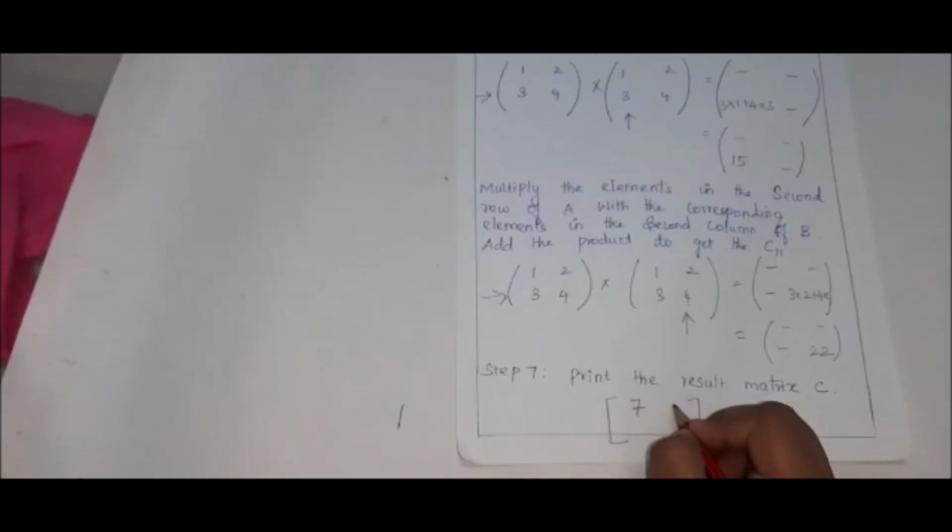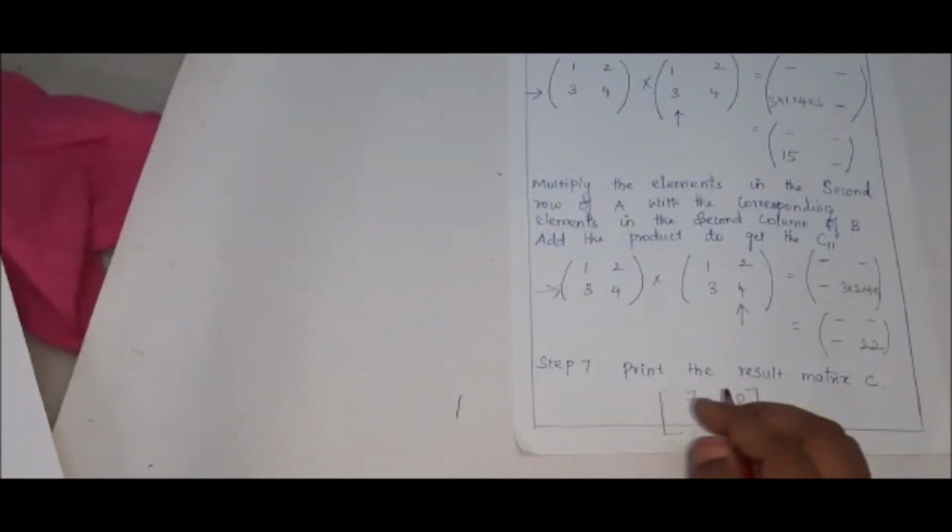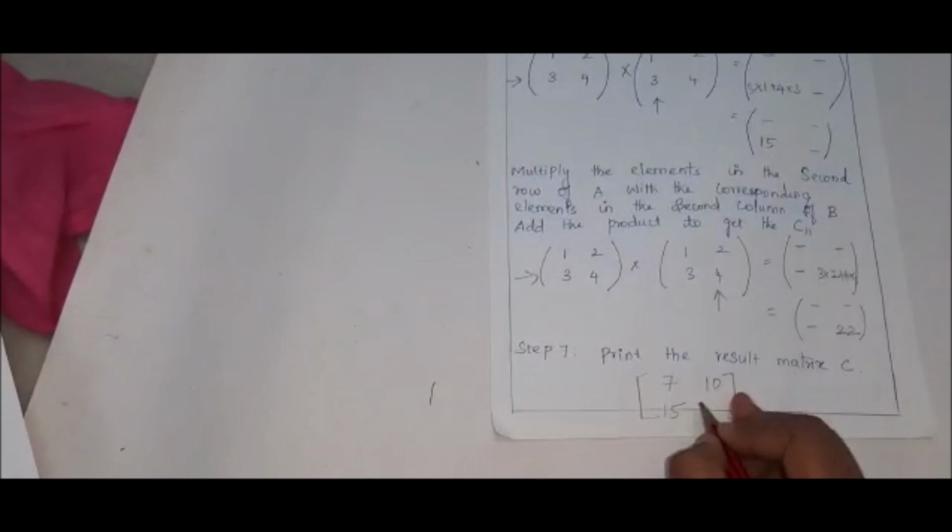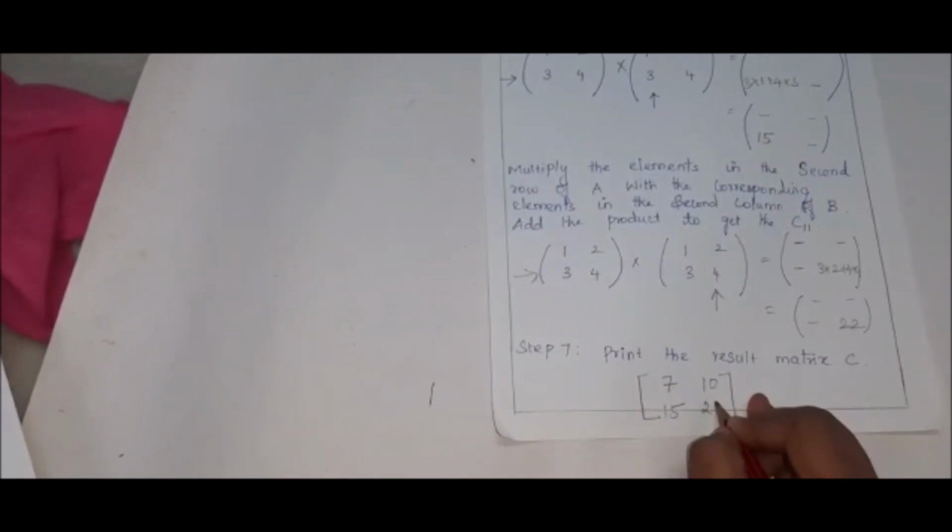So finally, we get the resultant matrix as 2 cross 2. The values are 7, 10, 15, 22. This is how you have to multiply two matrices.